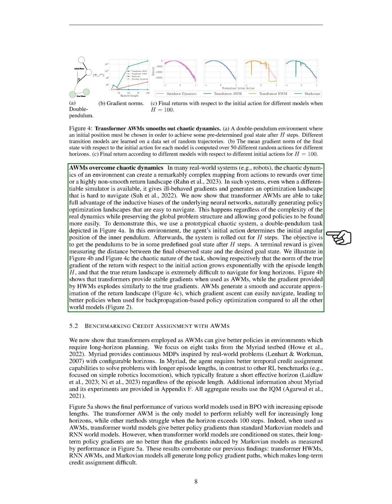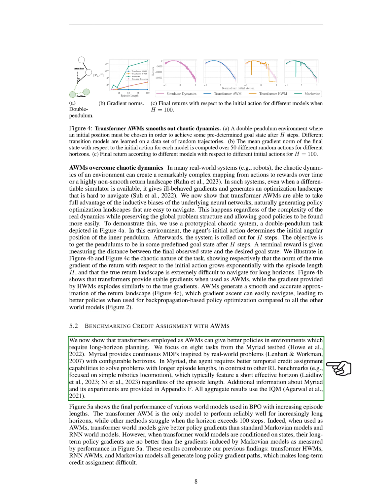Section: Benchmarking credit assignment with AWMs. In this section, we demonstrate that using transformers as action-weighted models, AWMs, can lead to the development of better strategies in scenarios that require planning over a long period. We examine 8 different tasks from the Myriad testbed, which offers continuous Markov decision processes, MDPs, inspired by real-world challenges. These tasks have adjustable horizons, making them ideal for testing an agent's ability to assign credit over time.